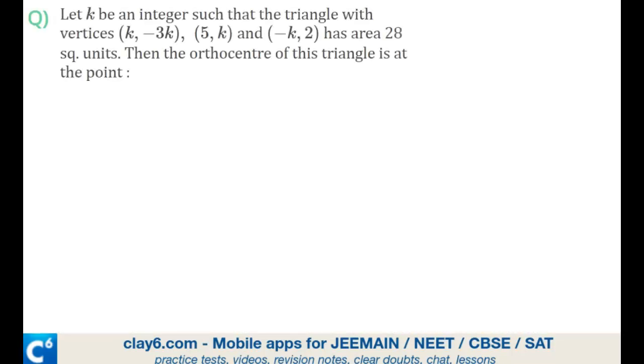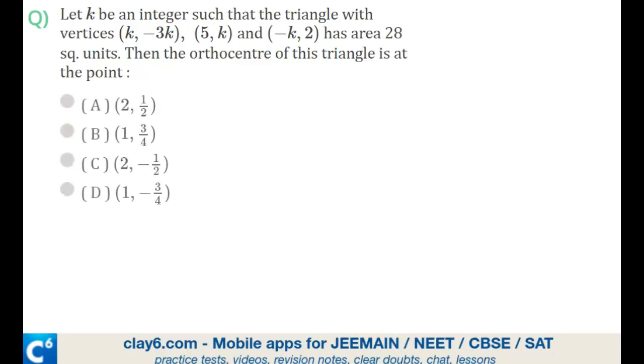So let k be an integer such that the triangle with vertices (k, -3k), (5k, k) and (-k, 2) has area 28 square units. Then the orthocenter of this triangle is at the point. So first, a few things. What is the orthocenter? That is something that you need to be very clear on.